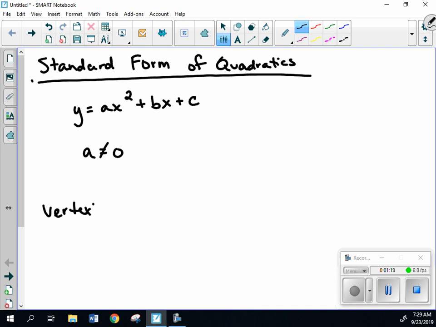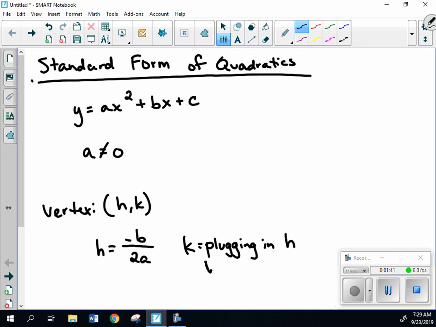The vertex, the x value, or the h, remember the vertex is in the form of h comma k, the h can be found using negative b over 2a. The k can be found by plugging in the h value into our equation. Shouldn't say plugging in, but substituting rather.